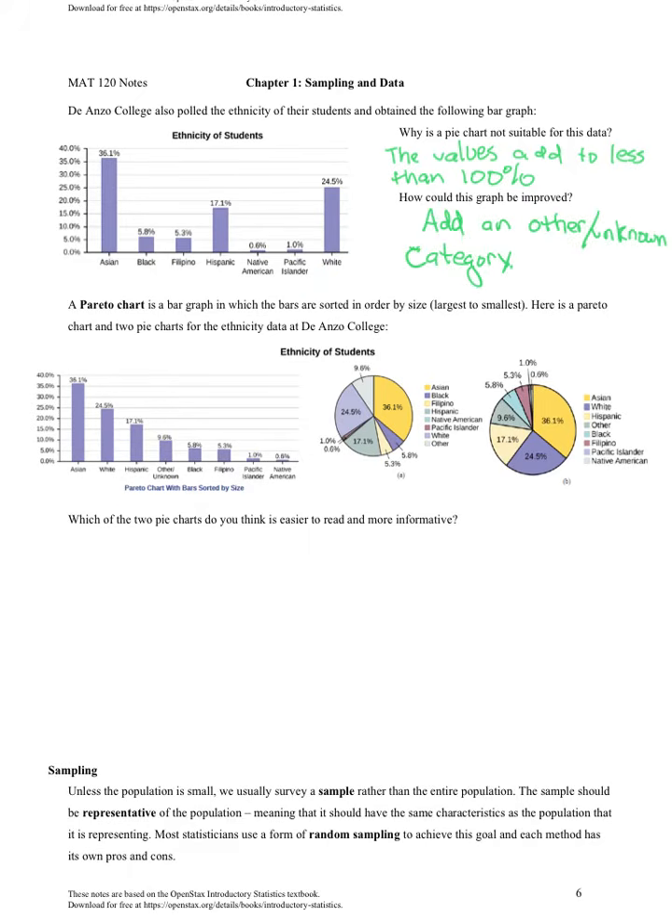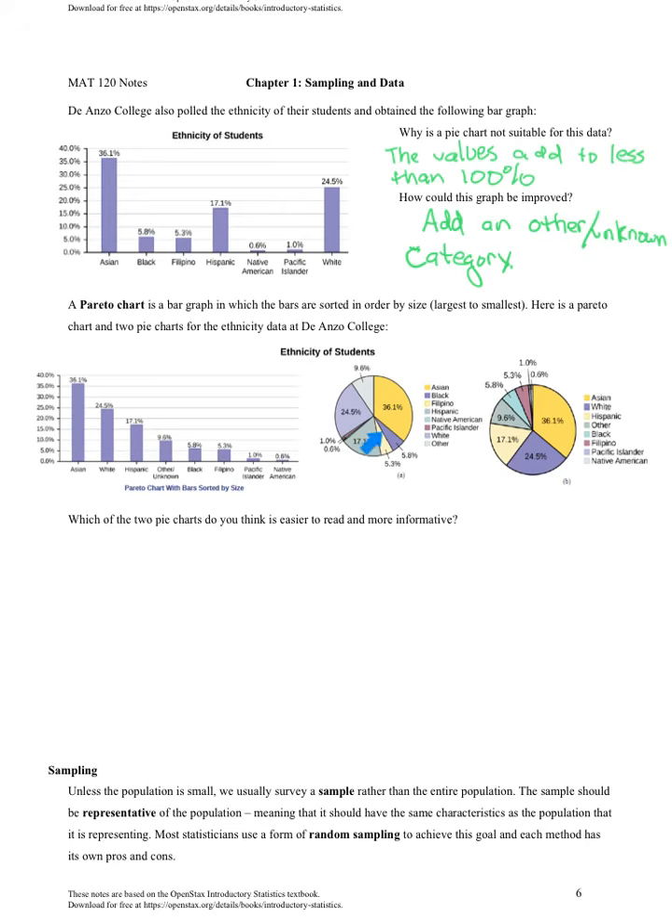Moving on to the next chart, you'll see a Pareto chart. Notice a Pareto chart is also a bar graph, but all the bars are in descending order. The bars go from the largest bar down to the smallest. So once again, this graph shows the ethnicity of students at De Anza College, broken down into percentages into several categories. If we look at the question, it says, which of the two pie charts do you think is easier to read and more informative?